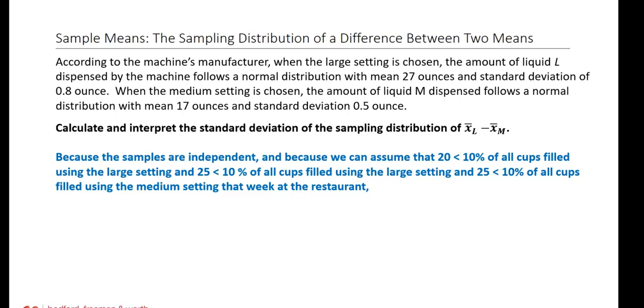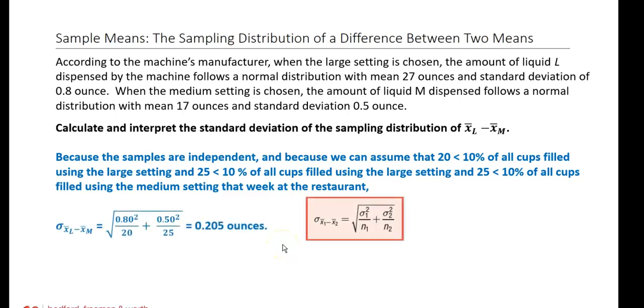We should check the 10% condition first, right? So that's one thing I did not check. So 20 is less than 10% of all the cups that are filled using the large setting, and 25 is less than 10% of all the cups filled using the small setting. During that whole week at the restaurant, you'd have many more people than that.